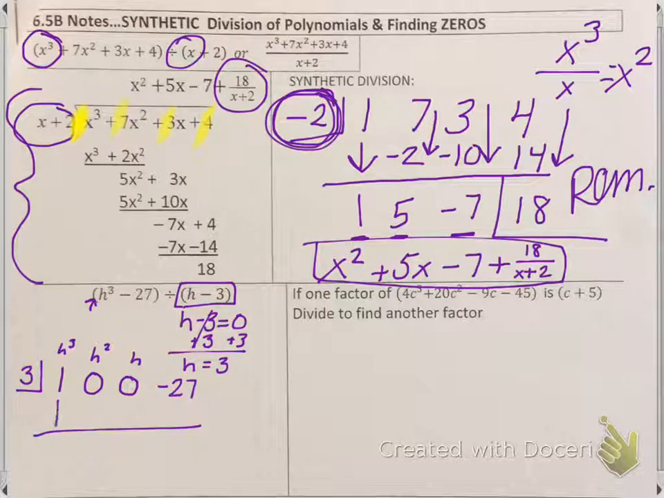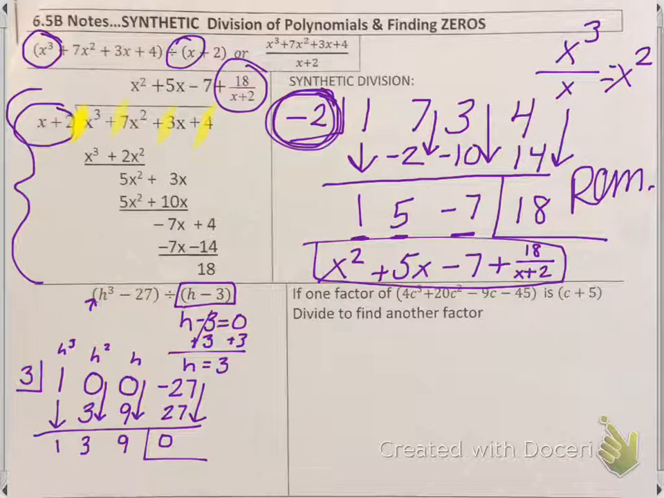So, bring down the first number, and then take that and multiply it by the box number. 1 times 3 is 3. That's where I write my answer, and I add going down. 0 plus 3 is 3. Next step, multiply by the box number. 3 times 3 is 9. Add going down. 0 plus 9 is 9. Now I take that 9, multiply it by the box number. 9 times 3 is 27. Add going down. Negative 27 plus 27 is 0.